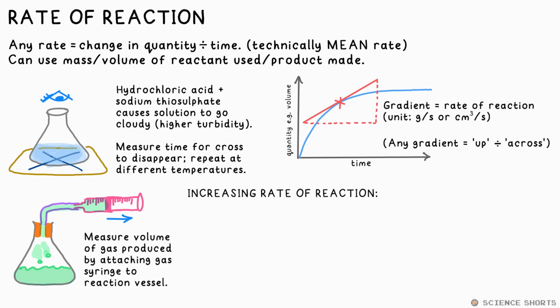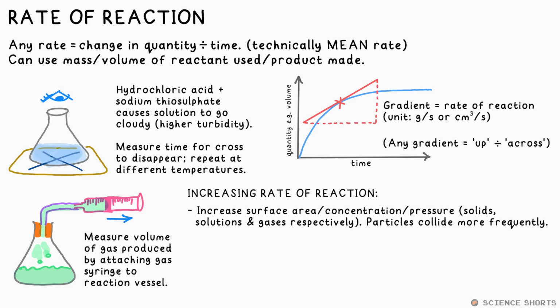The rate of reaction can be increased by the following: increasing the concentration of reactants if they're solutions, increasing the pressure of gas reactants, and increasing the surface area of solid reactants, that is, crushing them into a powder. Now, these three changes all have this effect because the reacting particles collide more frequently. They come across each other more often.